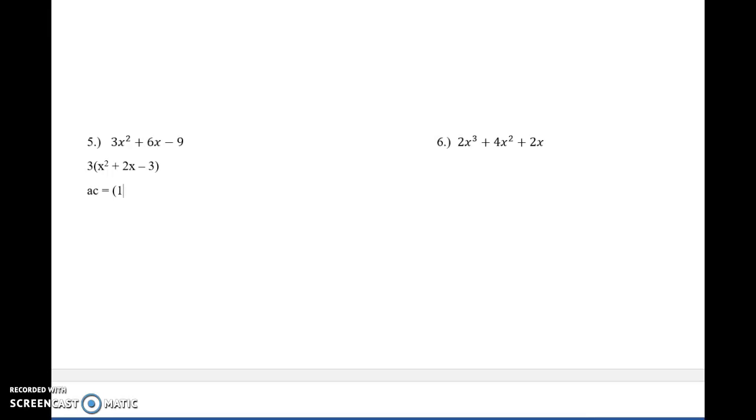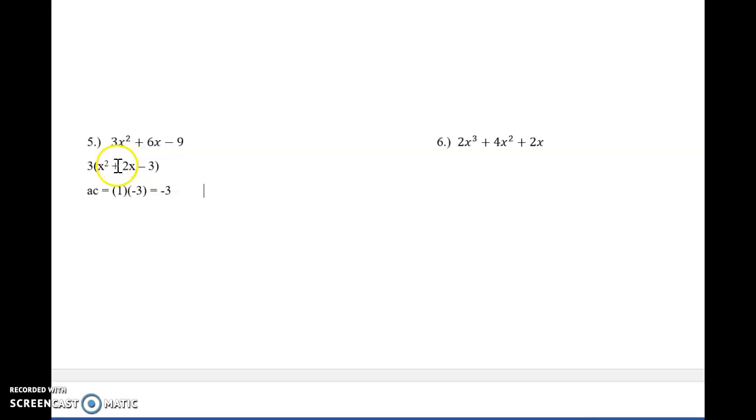So A is going to be the understood 1 that's in front of the x squared right here. I have an understood 1. And then C is going to be this negative 3 over here. 1 times negative 3 is negative 3. So I need two things that multiply together to be negative 3 and add together to be positive 2.